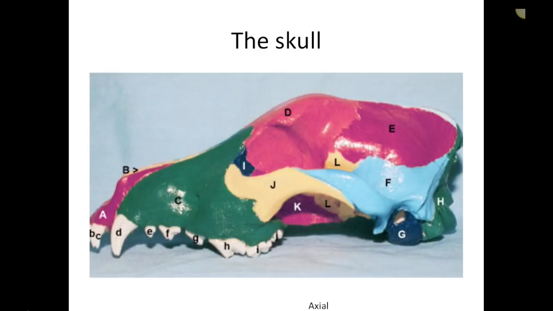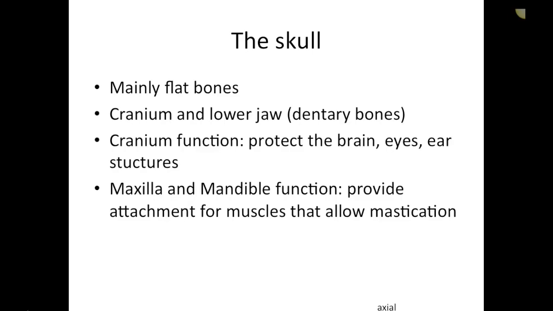So we'll go through the external bones of the skull. Now, the skull is mainly flat bones, as I mentioned earlier. It consists of the cranium and the lower jaw, so that's essentially the dentary bones. The cranium function is to protect the brain, the eyes, the ear structures, and then the maxilla and the mandible are to provide attachment for muscles that allow for mastication. And that, of course, is eating.